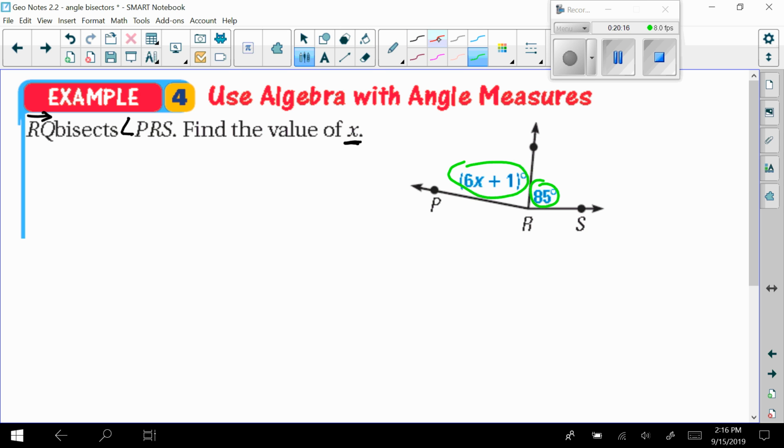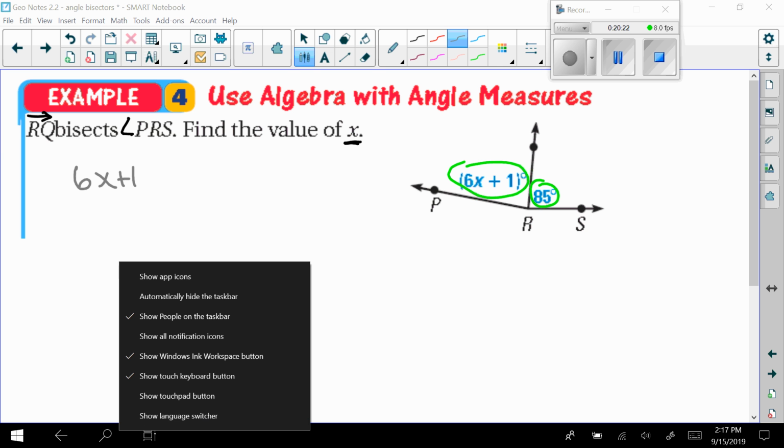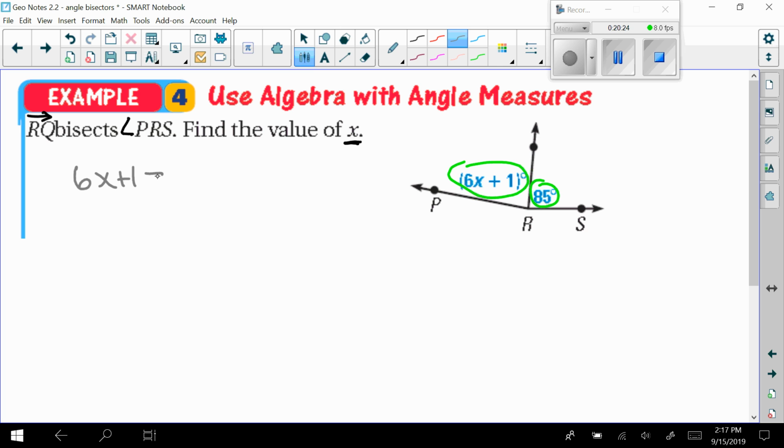So I'm telling you, by just saying the word equal, what equation we're going to set up, right? 6x plus 1, that angle, excuse me, is the same measure as 85. So those two have to be the same. So now we can set up an equation and figure out what x is. Everybody pause the video and take a moment to work it out to solve for x.